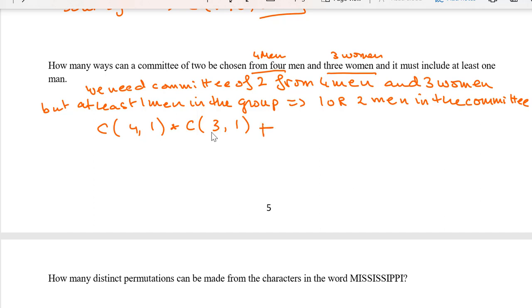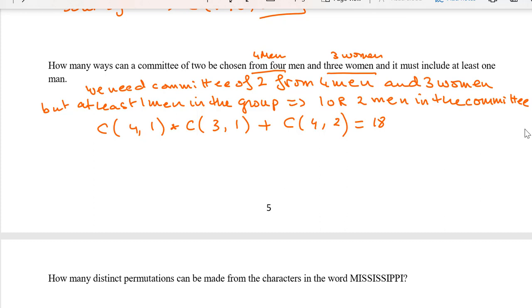The other choice we have is that, because it says either 1 or 2 men, here is 1 man and 1 woman, because the group consists of 2. The other one could be that both of them are men, so I don't need any woman. So 0 out of 3, which is just 1. We don't need to write that. If we do everything here, we get 18 different groups.